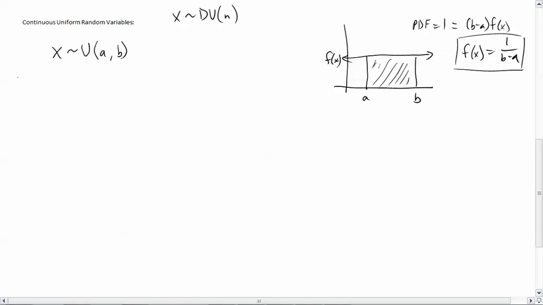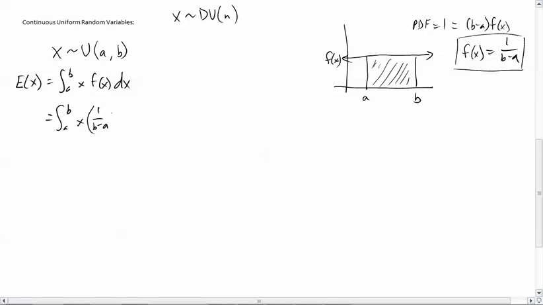Let's start with the expected value, E of X, and we know that E of X is equal to the integral from a to b of x f of x dx. That's what we've been using for the last unit. We were using the sigma, but now we use the integral to get the expected value. So we have the integral from a to b of x, and f of x, being a constant, is 1 over b minus a.